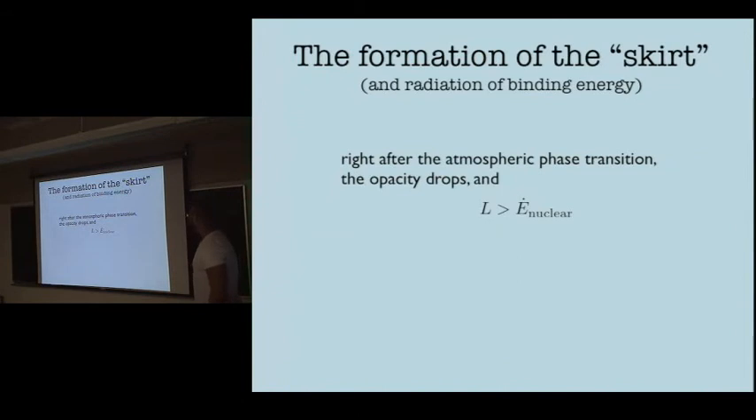Okay, so remember that the basic model for explaining the high luminosity of the star is the hydrodynamical instabilities that occur in the atmosphere. And so consider the instant right after the atmospheric phase condition. And so the opacity drops, and at that instant, the luminosity is larger than the nuclear energy production. And so the star has nothing to do but to contract.